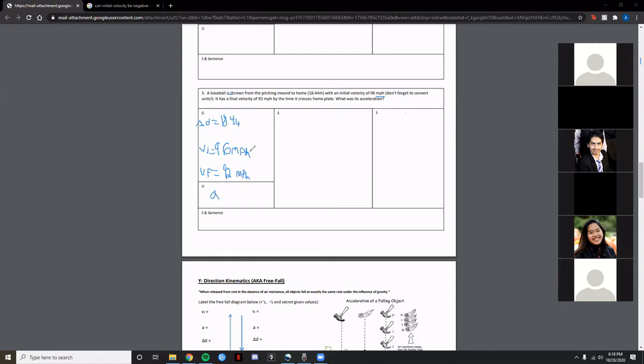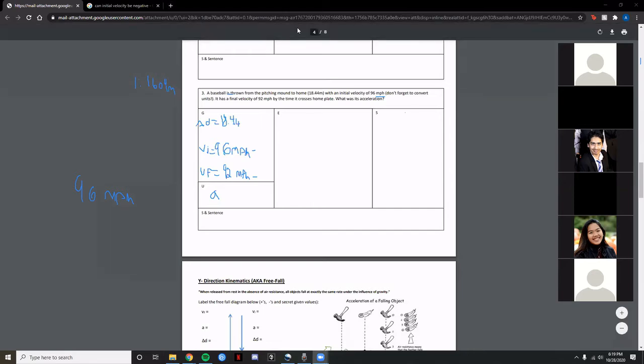So the first thing I would do right here is convert everything to meters per second. So we got 96 miles. Is that meters? No, that's miles per hour. One mile is, let me think real quick, for every 1 mile it's like 1609 or something meters, right? 1609.344. I was pretty close.